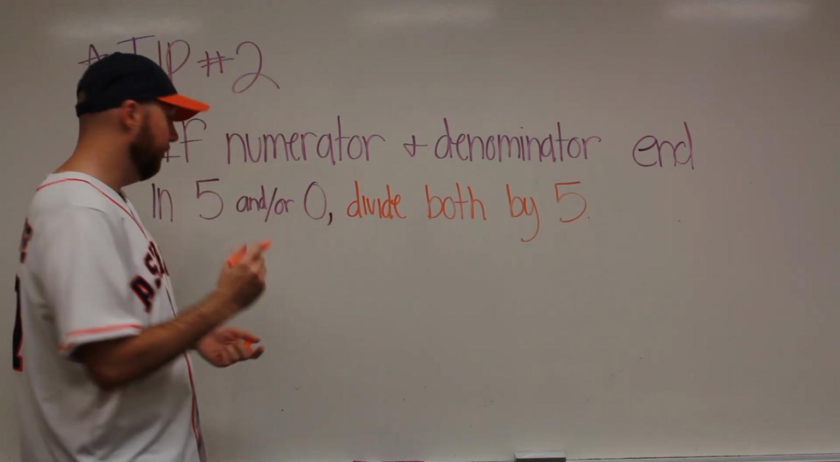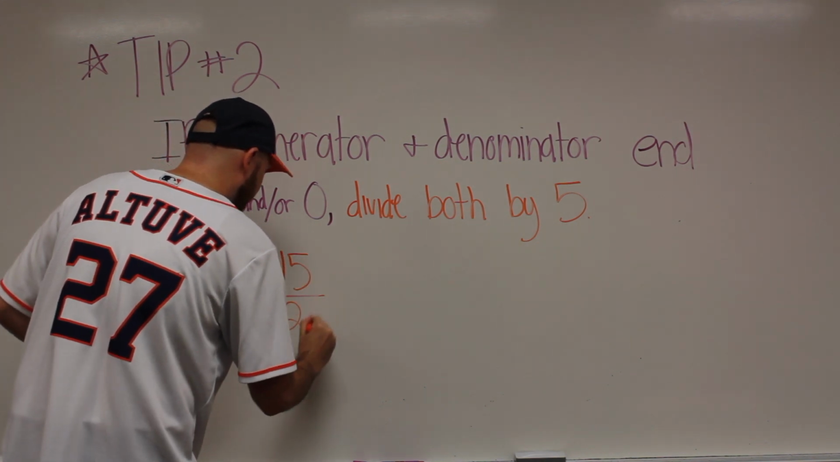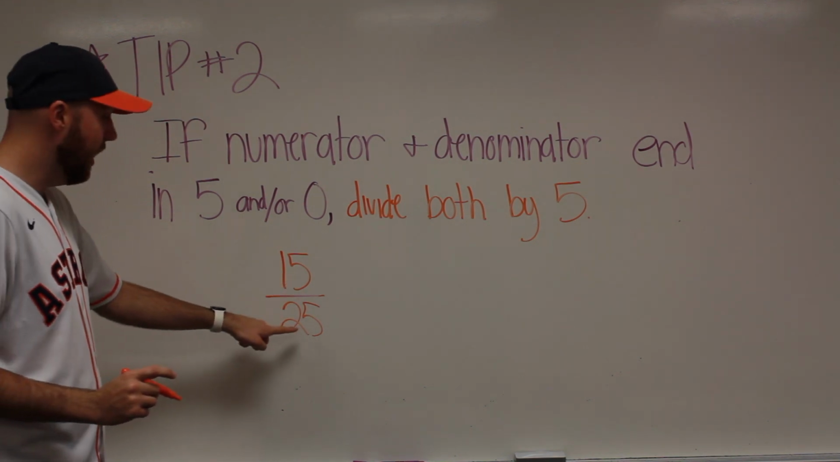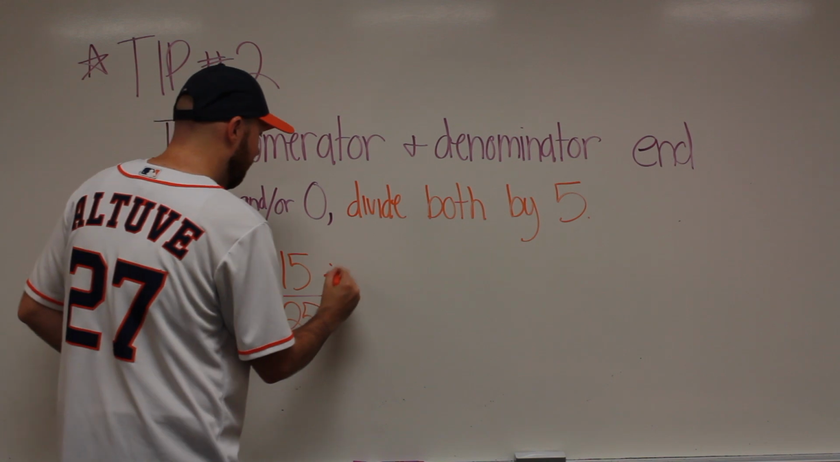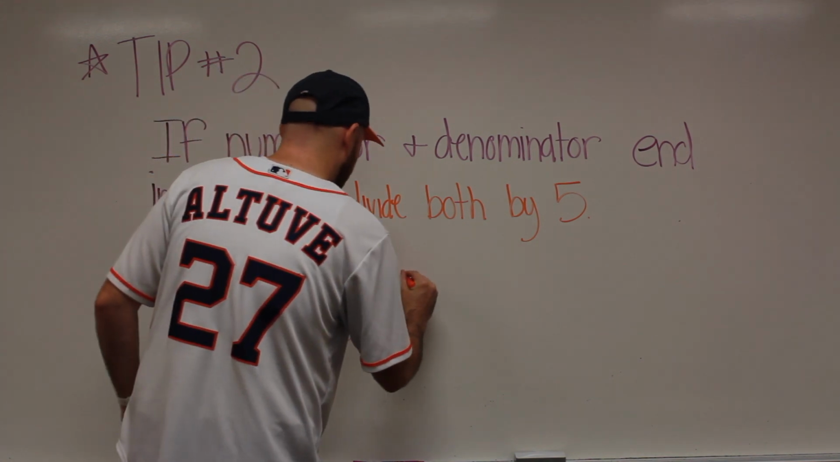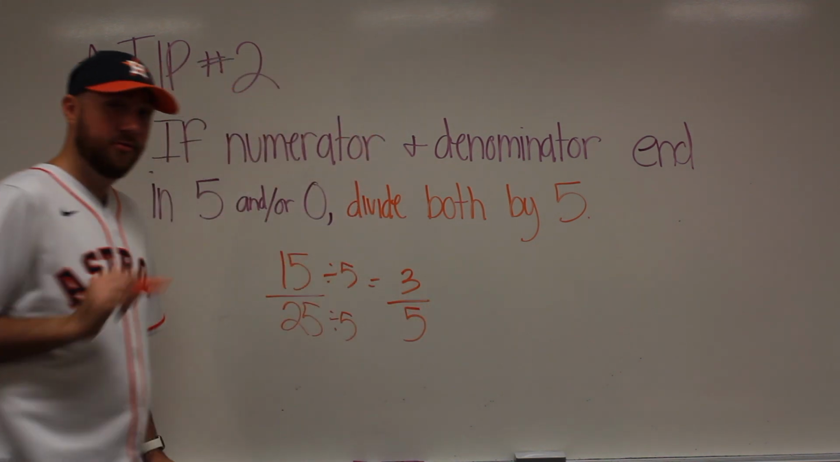So let's start with 5s. We can do 15 over 25. My numerator ends in 5, my denominator ends in 5, so I must be able to divide by 5. 15 divided by 5 will be 3. 25 divided by 5 is 5.